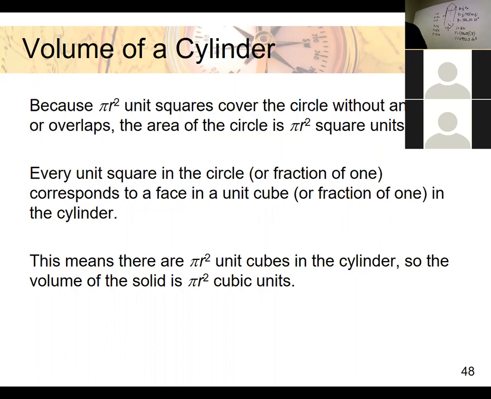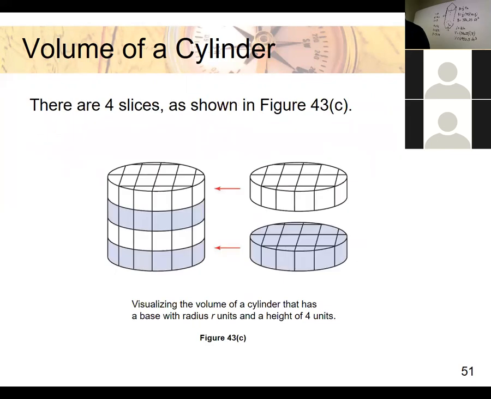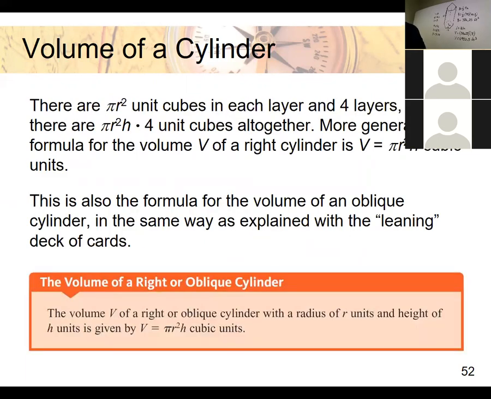Okay. So if you keep stacking many circles, you have a cylinder like this, where the radius is r units. And here they stack, let's say, circles that are 4 units high. That would be a height. And that will lead to this formula. At the very bottom in the orange box, the volume V of a right or oblique cylinder with radius of r and height of h units is given by that formula. Volume is equal to pi times the radius squared times the height. And it again will be in cubic units.